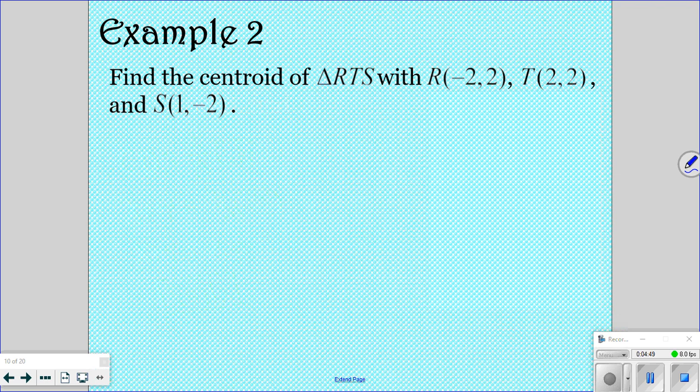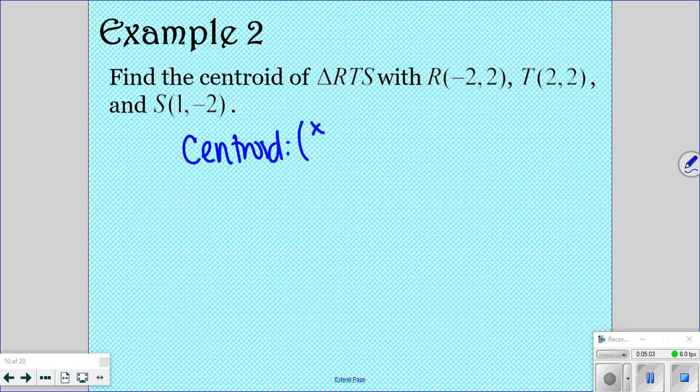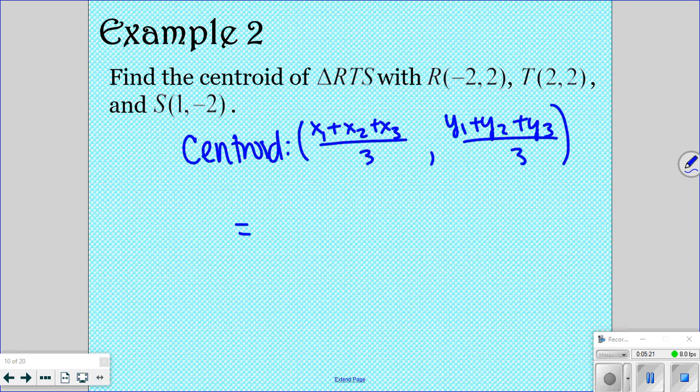Looking at another example, we want to find the centroid of our triangle. There's a shortcut that you can do on this one, and it's super duper easy. To find your centroid, you're going to say your x1, your x2, and your x3. Add those together and divide by 3. Then y1 plus y2 plus y3 and divide by 3. That's the formula you need to do. So I would write it down. It makes it a lot easier to find your centroid.